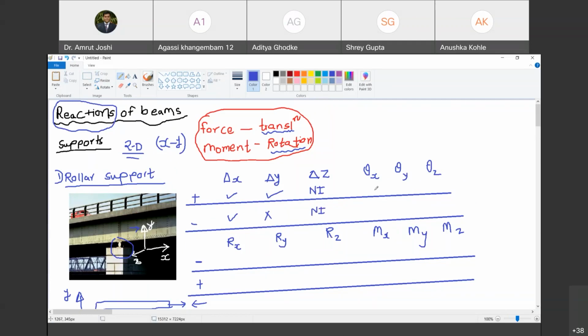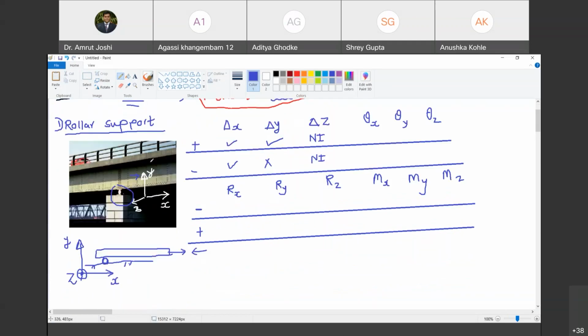Happy? Yes, sir. Happy. Okay. Now, what can you say about rotation of this support about x-axis? Is it freely possible? First of all, tell me, rotation about x-axis will be seen in which plane? In x-axis plane. No, I think it will be seen in YZ plane.